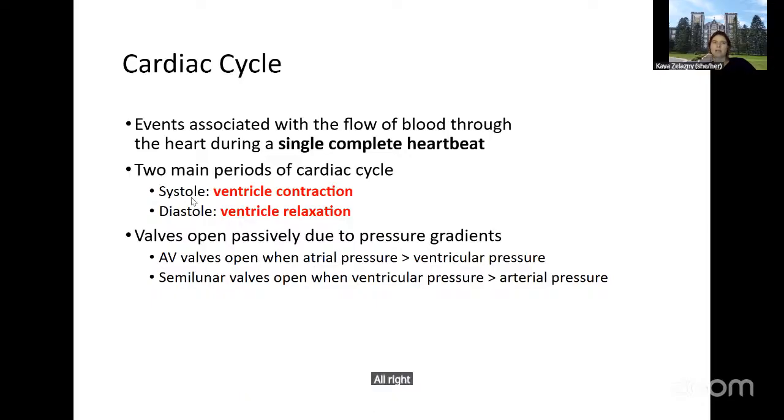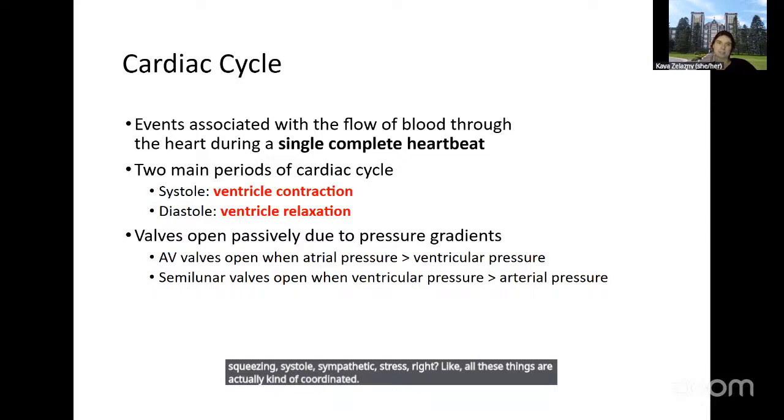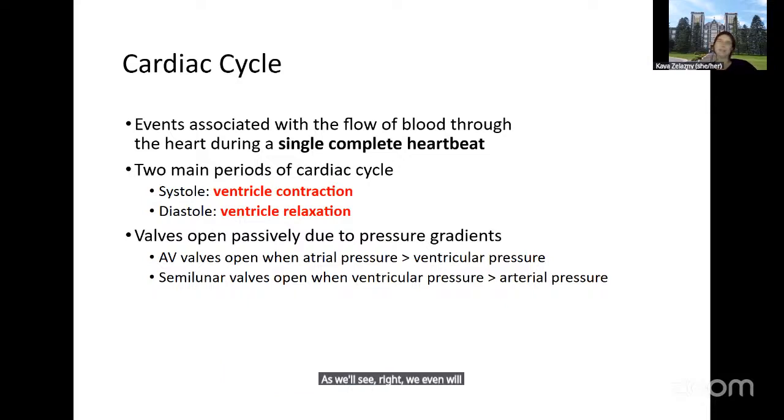So we've got a contraction phase, right? So squeezing, systole. I like that all the S words kind of go together in physiology. Squeezing, systole, sympathetic, stress. All these things are actually kind of coordinated, as we'll see. We even will come back to some sympathetic nerves later on. Squeezing, systole, ventricular contraction, squeezing down.